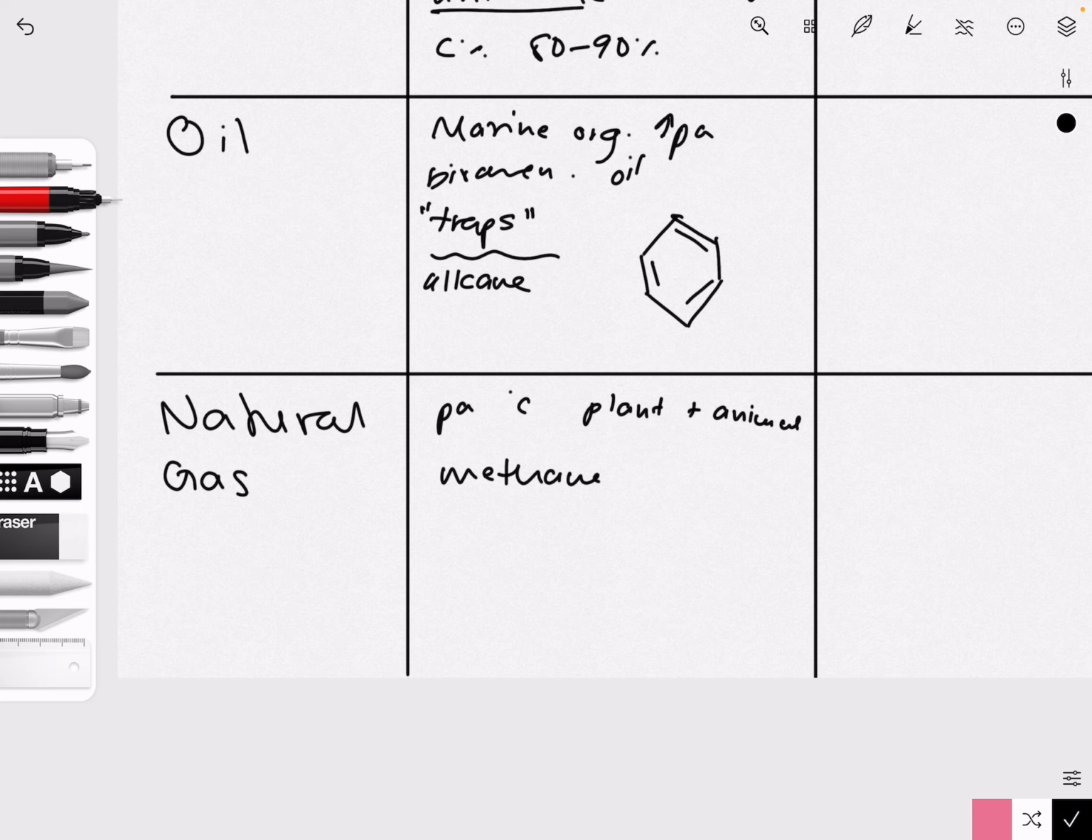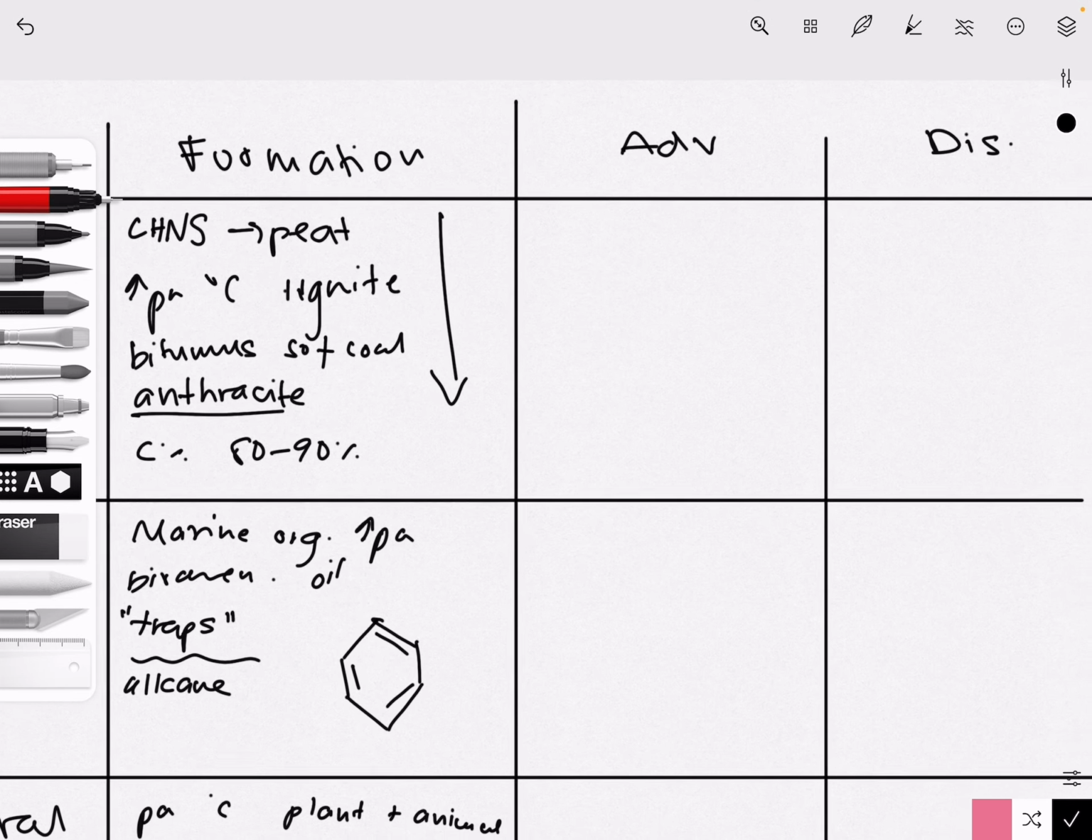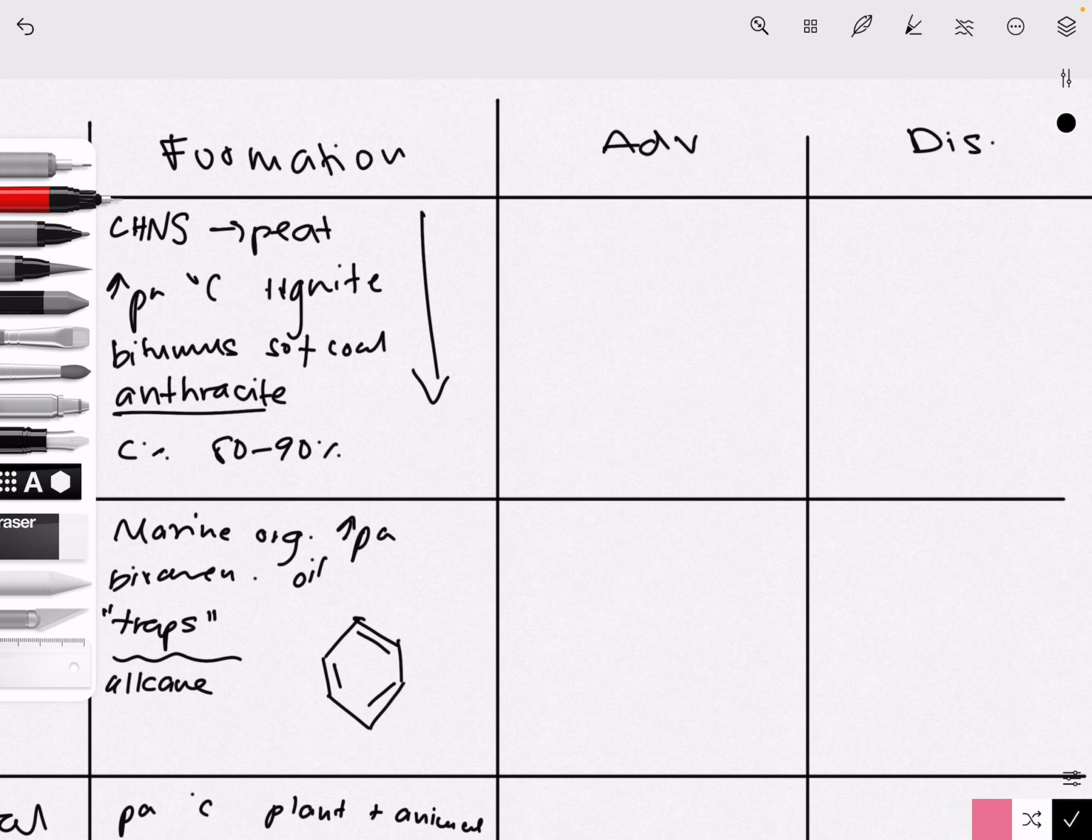So let's look at the evaluation of each form of fuel. So advantages of coal. Well, coal is globally abundant, meaning that it is available worldwide. And this can serve as feedstock for organic chemicals.